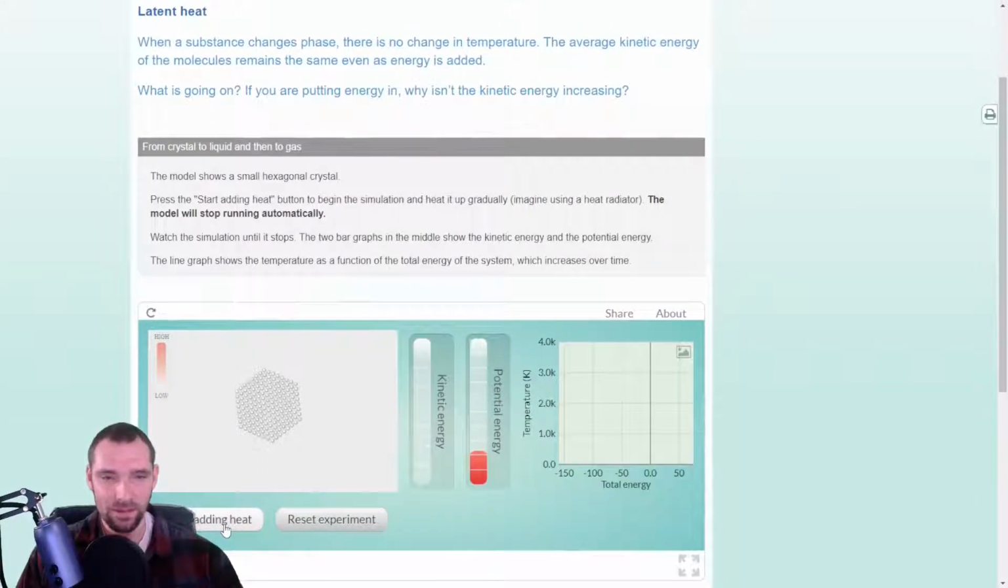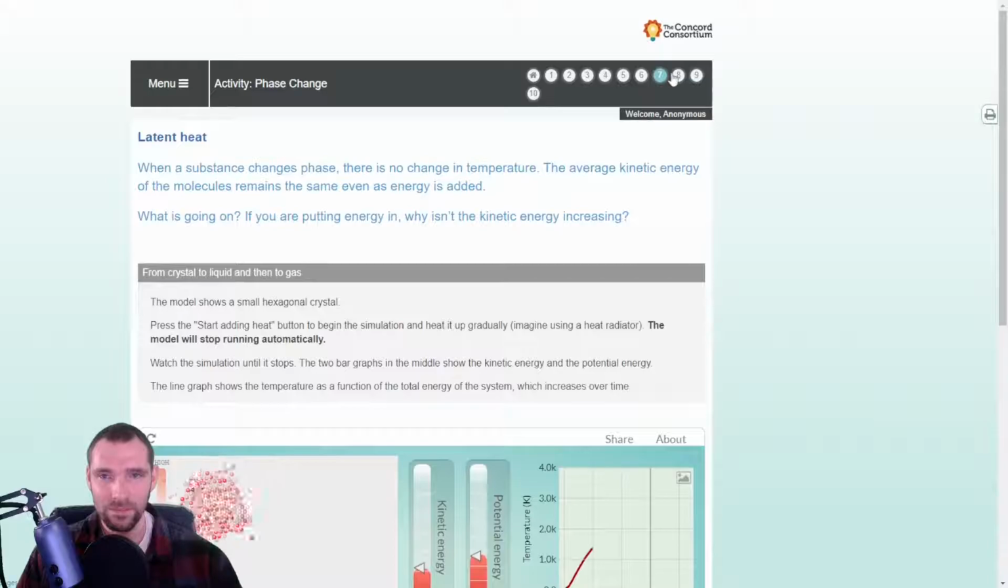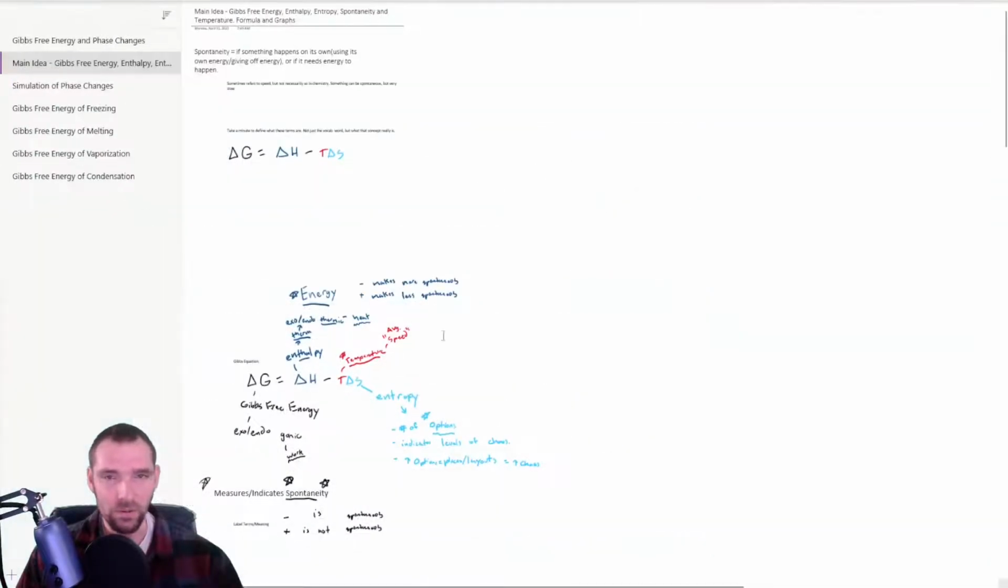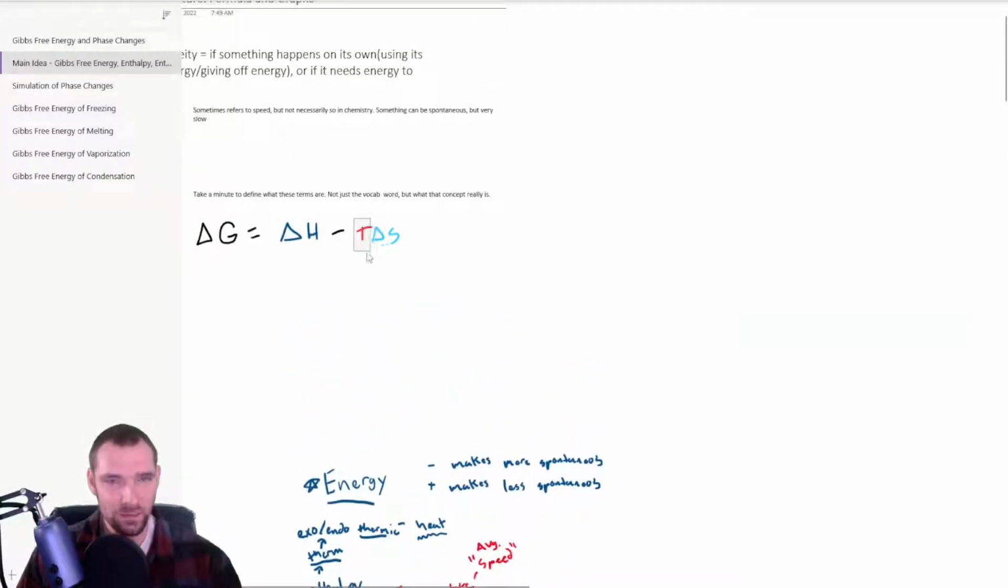And they do have some other little simulations here where you can see what happens as you add energy to that state of matter. And you can think of this in terms of our equation, right? That you're changing the temperature. And as you change the temperature, the amount that this affects the G is going to change, right? So you might be able to make it spontaneous if you increase the temperature enough for vaporization or whatever.